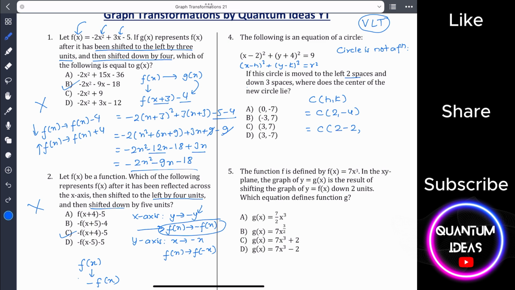And down 3 spaces means for the y coordinate, which is minus 4, we go down by 3 spaces, so minus 3 here. So what we are doing here is applying our transformation. If it says left on the circle, we do minus. If it says right, we do plus. And that will be exactly opposite in the case of a function. Just realize that. So the center is 0 comma minus 7, right? So that is the answer, and that answer is A. So I'm again saying a circle is not a function, so perform the vertical line test.